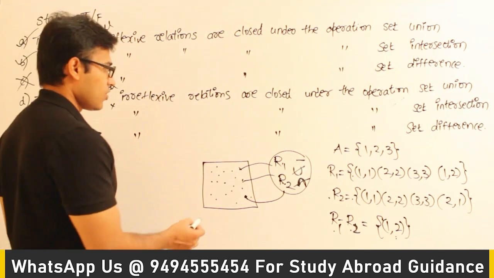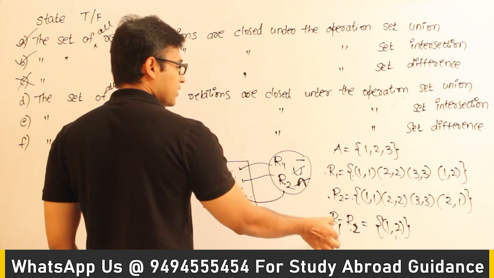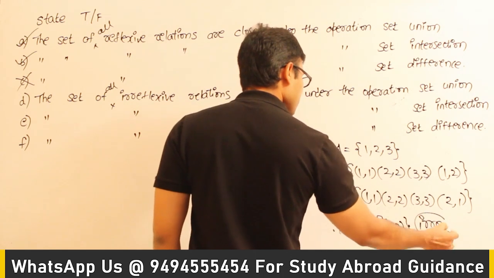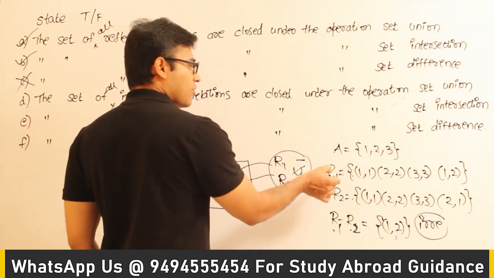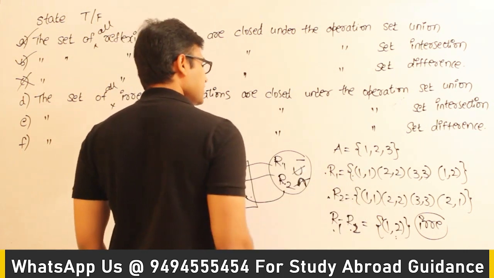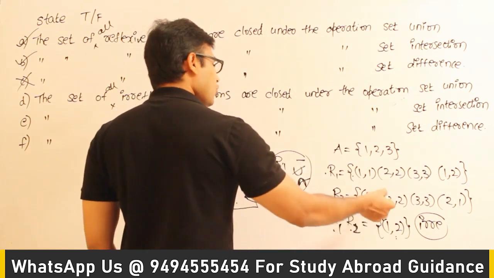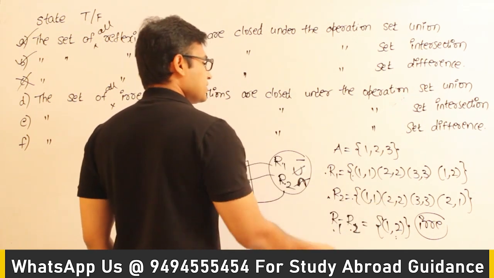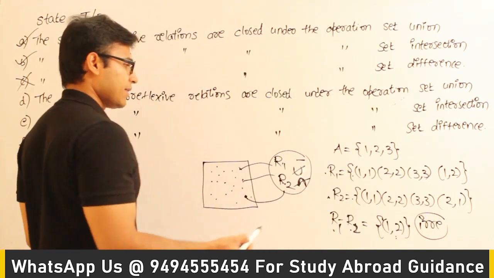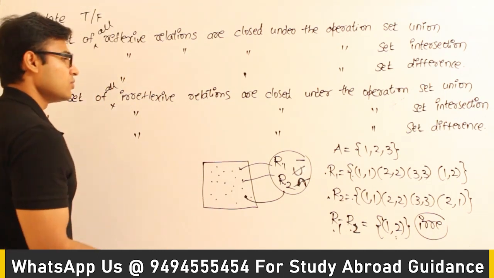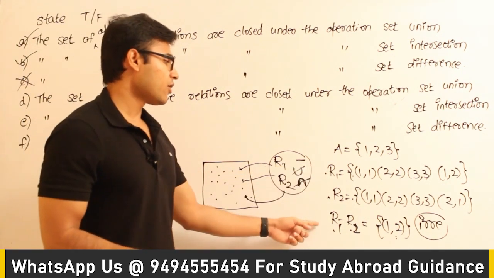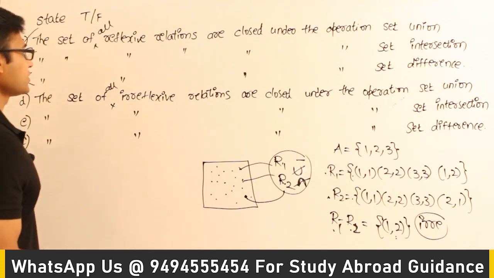And one more point is, if R1 is reflexive and R2 is reflexive, then definitely R1 minus R2 will be irreflexive. Why? Because from R1 we are removing all the diagonal elements which are also present in R2. Therefore the result will be a relation in which no diagonal elements are present, right? Since they are present in both of them, they get cancelled out. So R1 minus R2 is going to be irreflexive always.